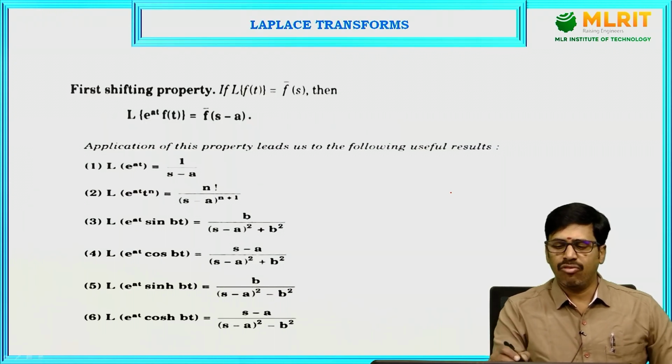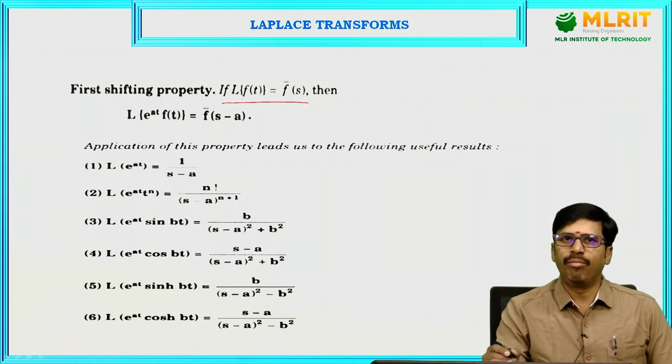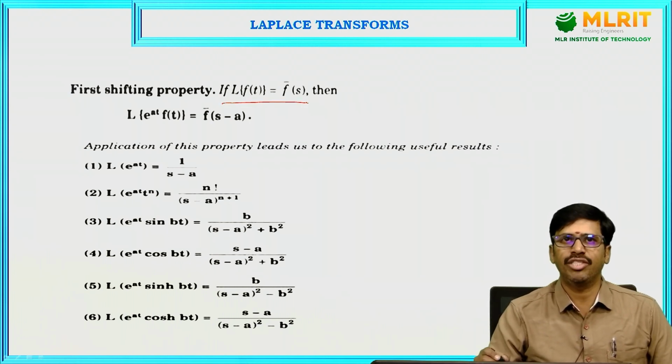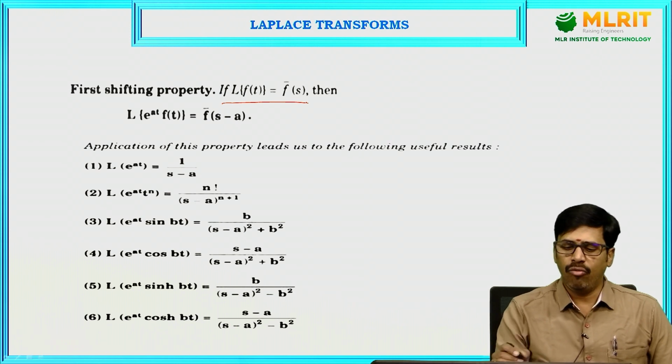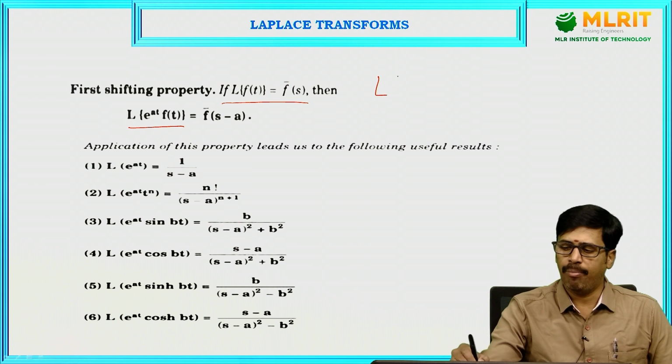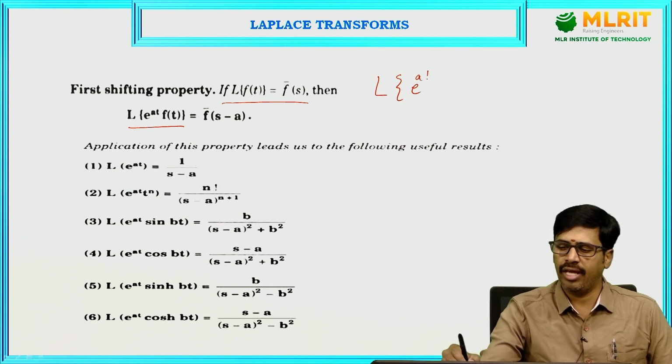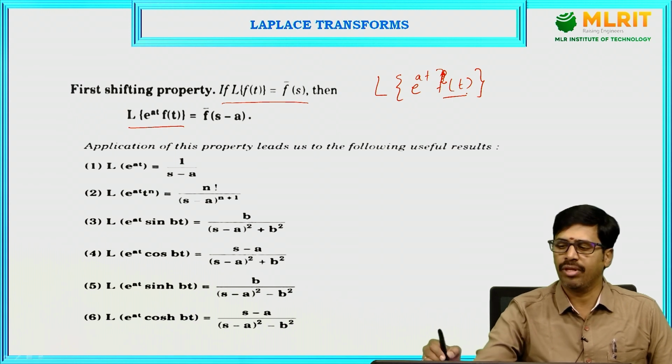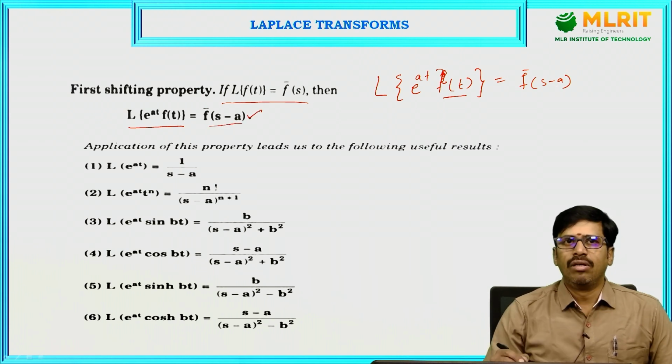If Laplace transform of f(t) is equal to F bar of s, this is the basic definition of Laplace transform. Now we are going to find Laplace transform of e^(at) into some function f(t). We are multiplying the function f(t) with e^(at), and the result is F bar of (s minus a). This is F bar of s minus a, and a few applications of this first shifting theorem.